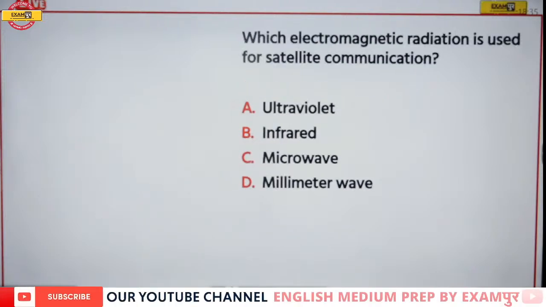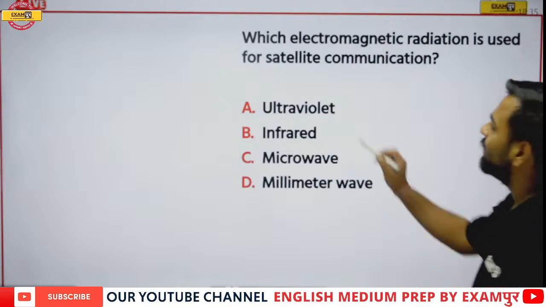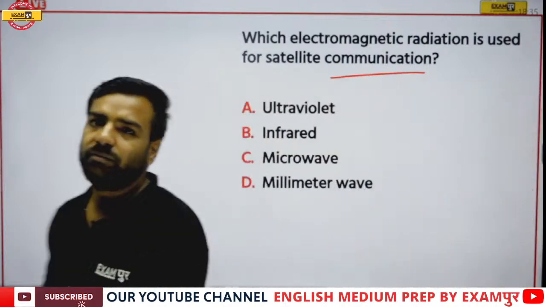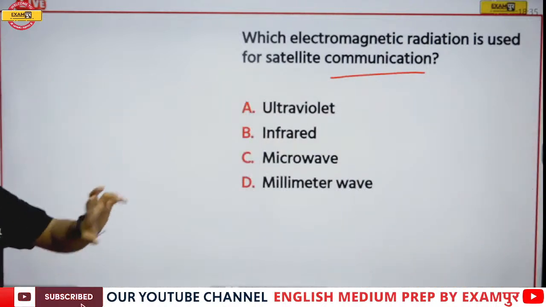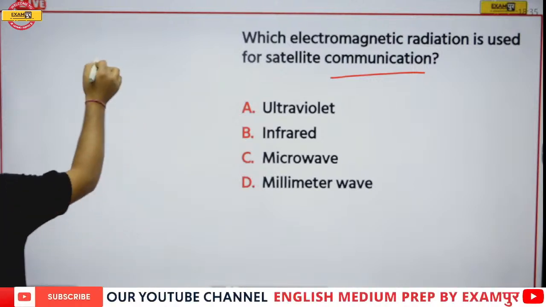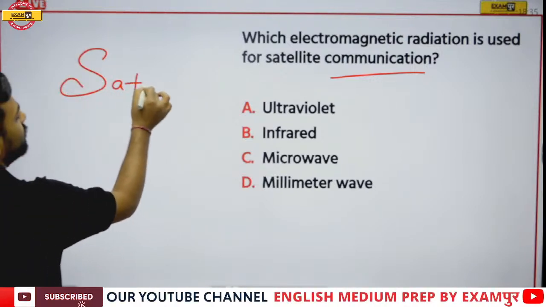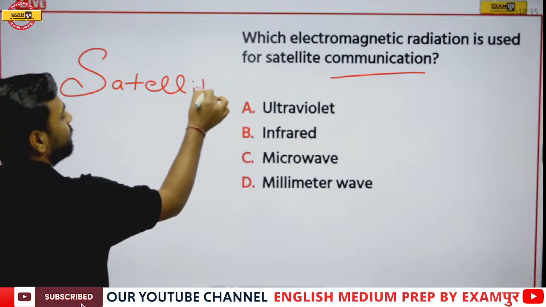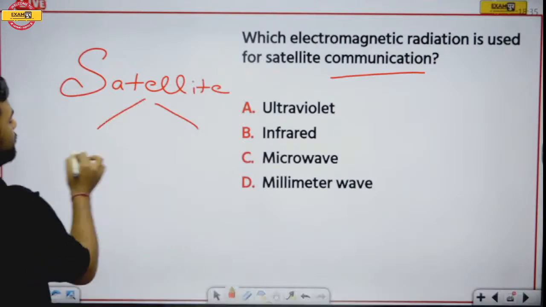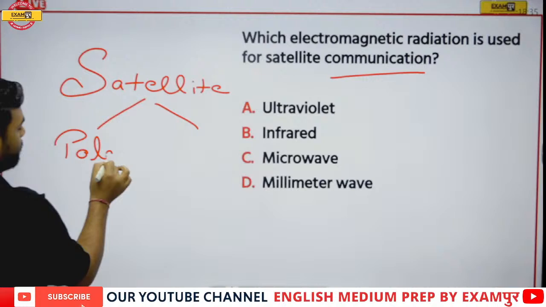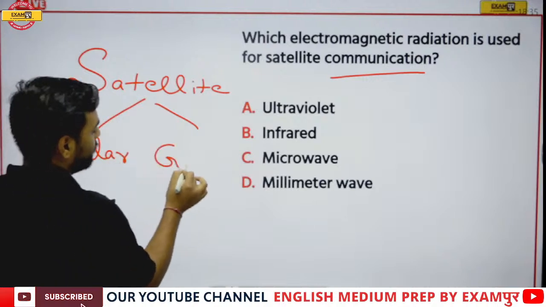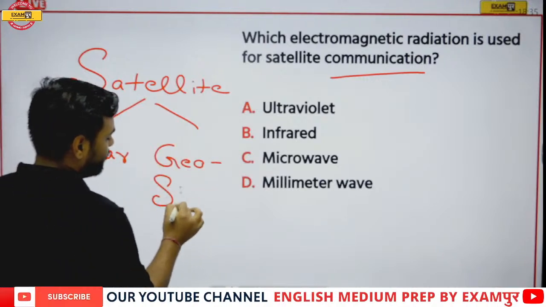Next, which electromagnetic radiation is used for satellite communication? So for satellite communication, we are using what? Satellites are actually of two different types. One is polar satellite. Another one is geostationary satellites.